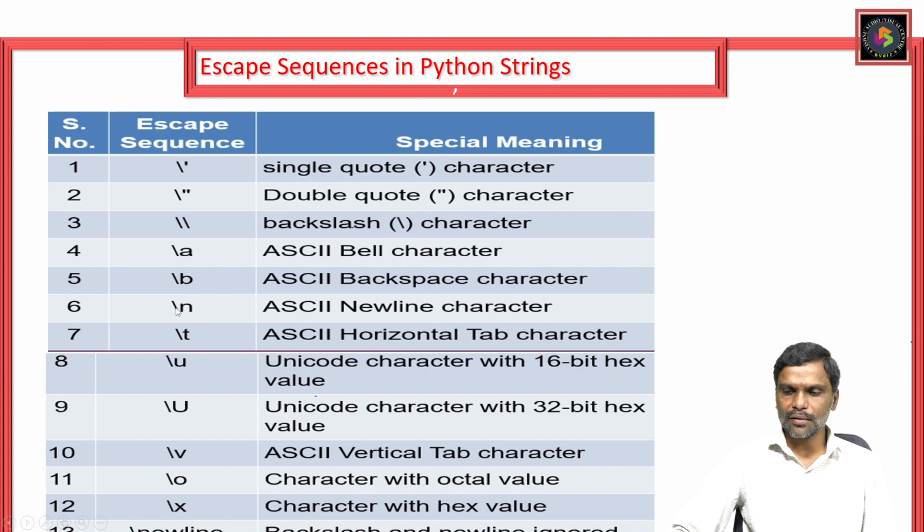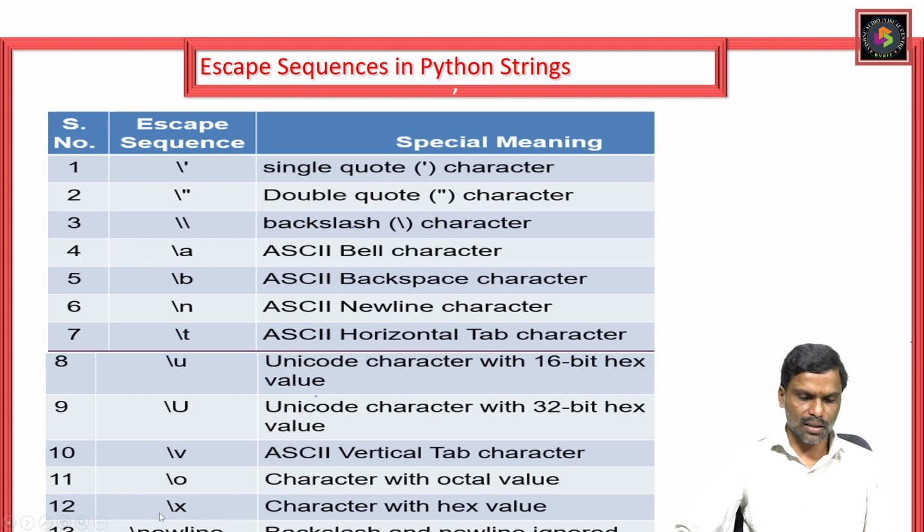\u is a Unicode character with a 16-bit hex value. Capital \U is a Unicode character with a 32-bit hex value. Both are Unicode characters with hex values, but small u represents a 16-bit hex value, and capital U represents a 32-bit hex value. Then \v is the ASCII vertical tab character. \o is a character with an octal value, and \x is a character with a hex value. These are the different types of string escapes we can represent with a backslash.